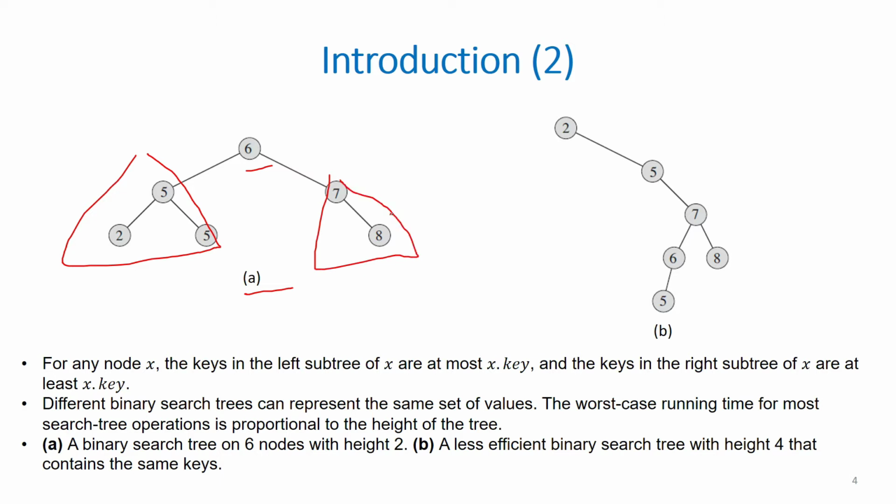Another interesting fact is that there can be more than one BST representation for a given set of keys. That is to say, the BSTs in A and B represent the same set of keys and only differ in the choice of the root. We have a balanced tree in A, which has a height of 2. On the other hand, we have an unbalanced BST of height 4 in B.